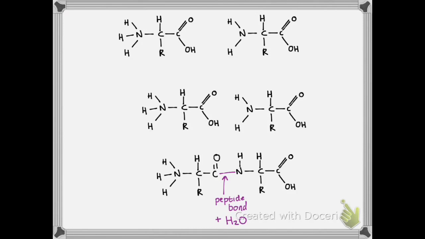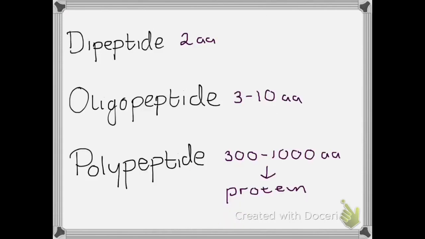So that means you have an OH group and an H just sort of out in the wild, and these combine to form a water molecule, which is your H2O as seen there. The one that was just in the previous slide was a dipeptide, di meaning 2 and peptide meaning peptide. There's also oligopeptides, which consist of 3 to 10 amino acids, and polypeptides, which can be chains of 300 to 1,000 amino acids, and these are what are proteins.